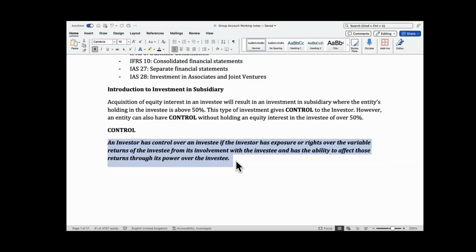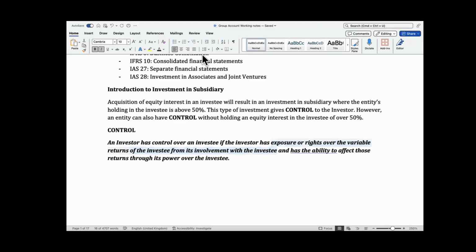But one thing is clear. When we say control, we are saying that an investor has control over an investee if the investor has exposure or right over the variable returns of the investee from its involvement with the investee. Exposure or right over the variable return. Variable return is the money made by the investee, the money the investee is making.